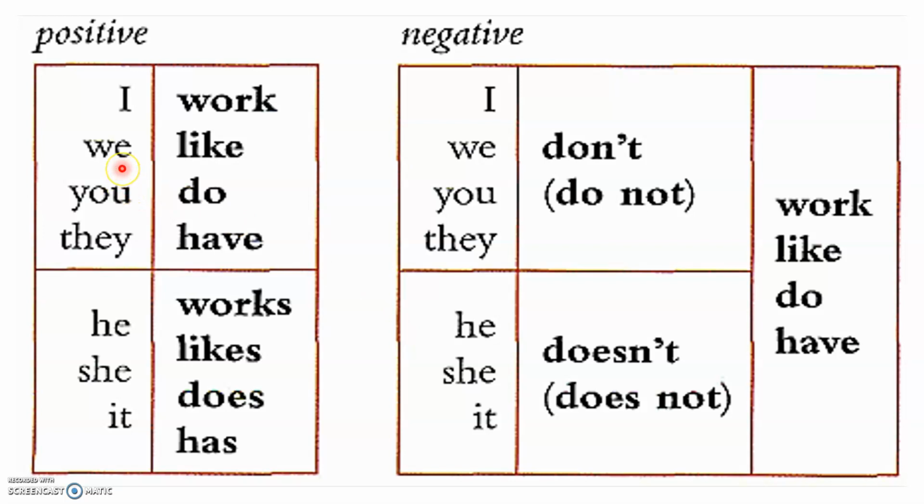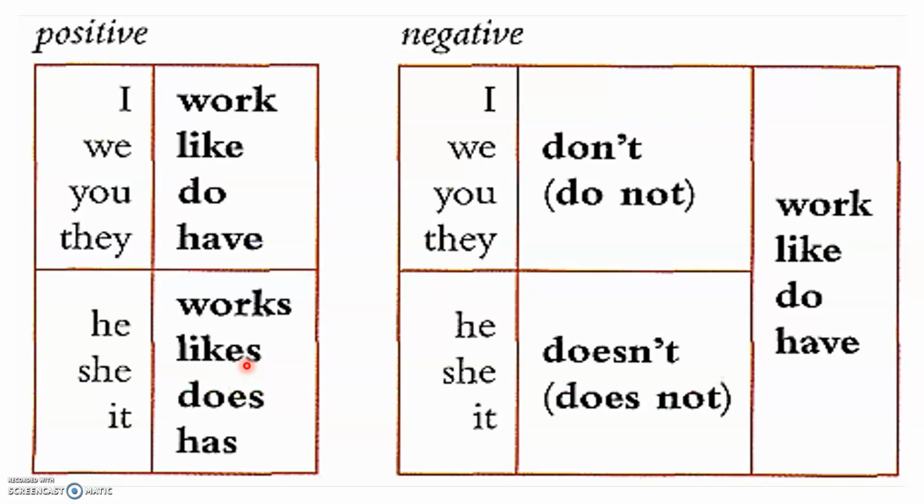If we have a plural subject, I, we, you, they, we keep the verb as it is. We don't add anything to the verb. I work, we like, you do, they have. But if we have a singular subject like she, he, it, or any singular noun like Ahmad, the boy, the cat, we need to add s or es or ies to the verb.